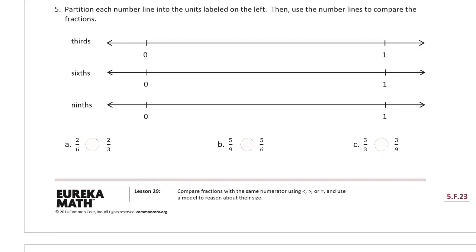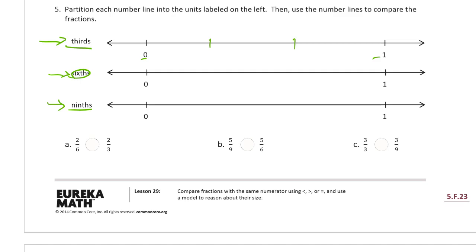Partition each number line into the units labeled on the left. Then use the number lines to compare the fractions. If you're not sure how to do this, this number line right here is going to be thirds. This one will be in sixths, and this one will be in ninths. So thirds from 0 to 1. We need 3 equal parts. I'm just going to have to guess a little bit. That first third looks a little smaller than the other two, but it's as good as I'm probably going to get it.